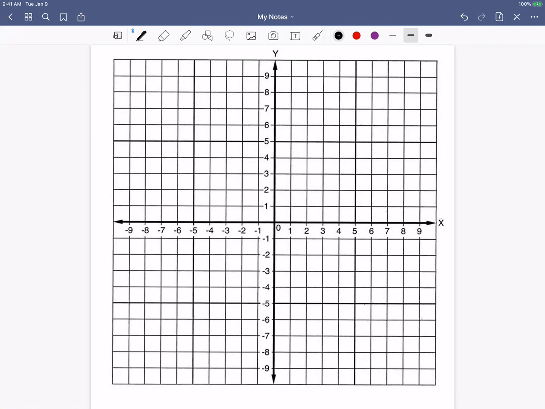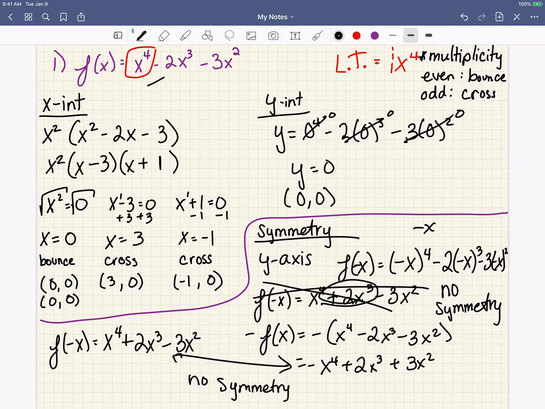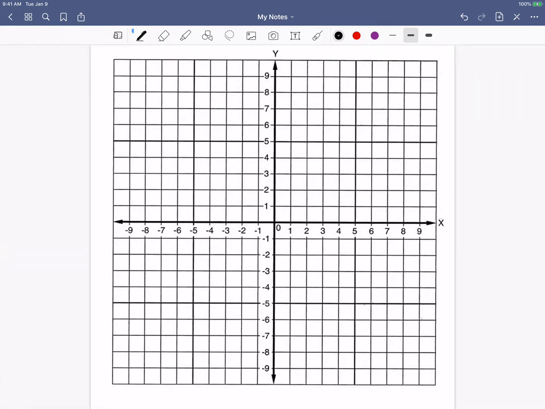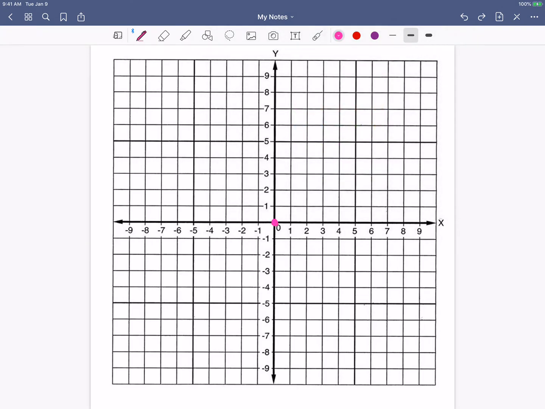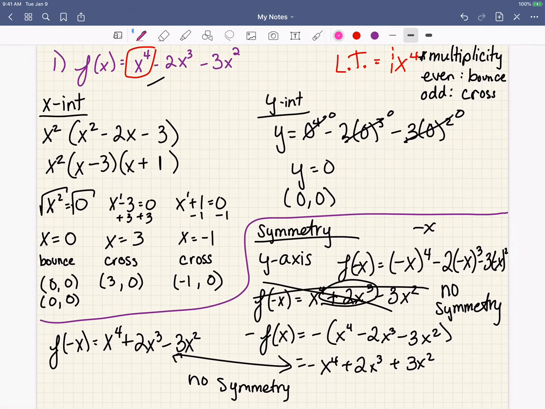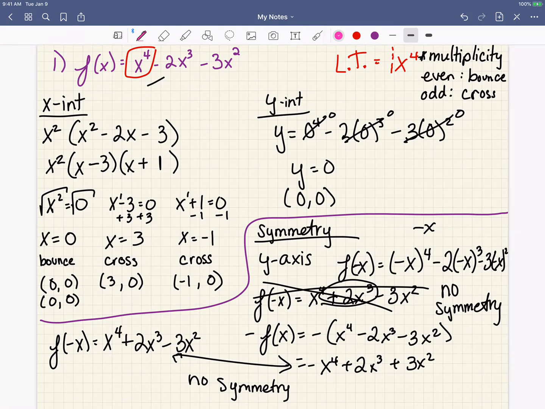So I have right here a graph, and I'm going to plot all of my x-intercepts. So I'm going to have a point at 0, 0. Actually, let me change the color so you can see it a little better. 0, 0. Then I have 3, 0. And negative 1, 0. Now, this doesn't have to be perfect, right? I'm not using a graphing calculator. This is just using the rules that I know.